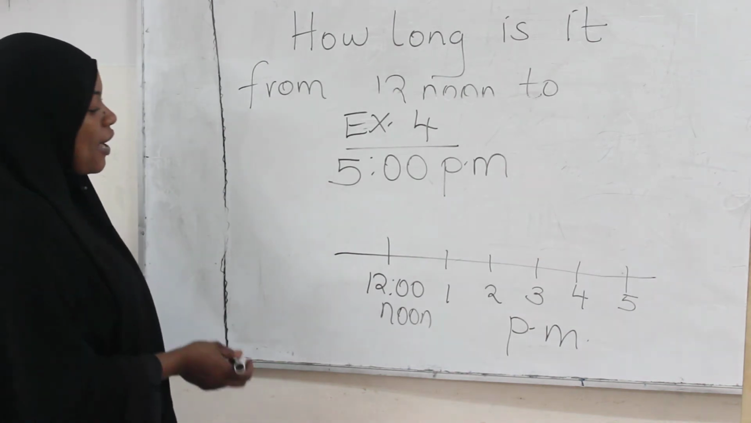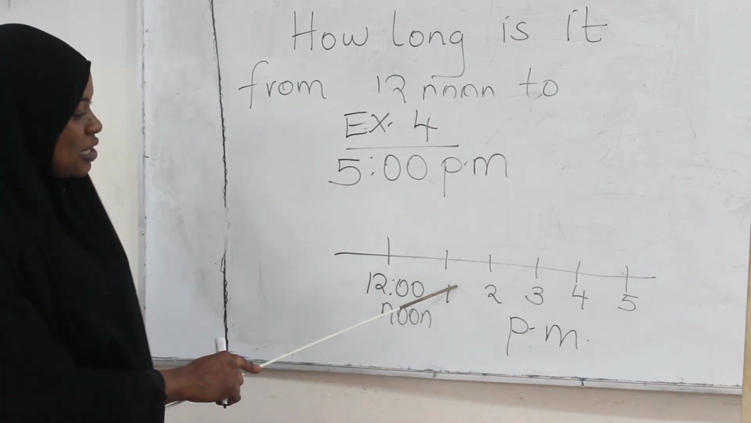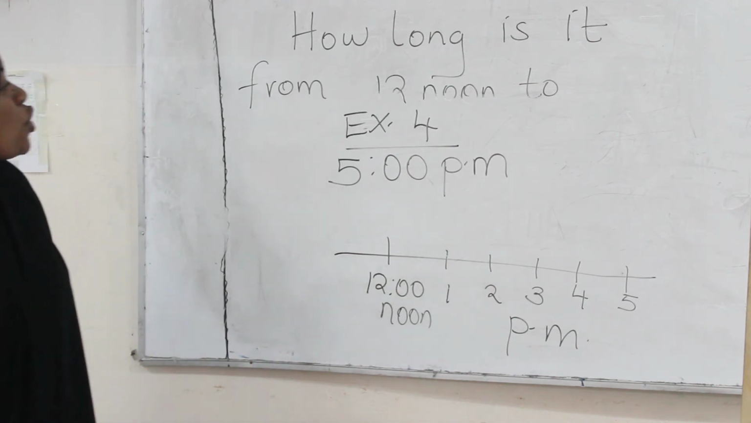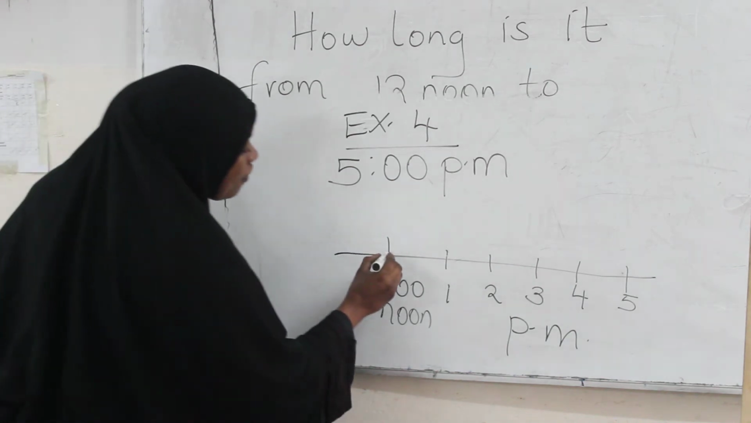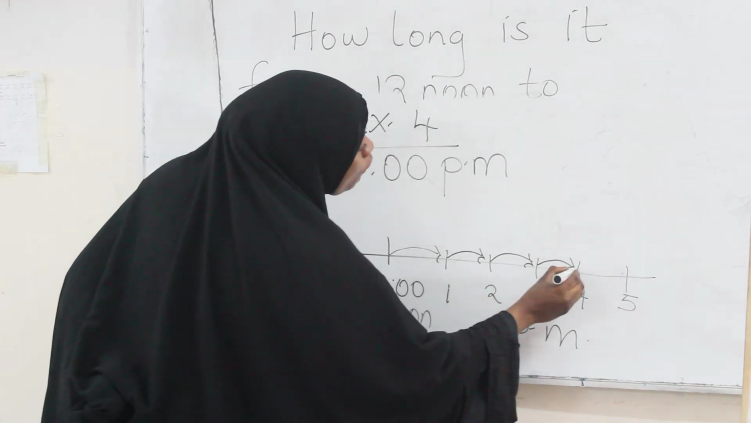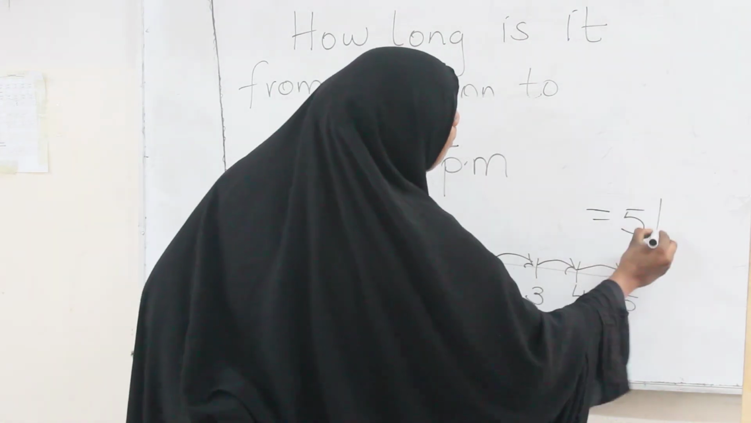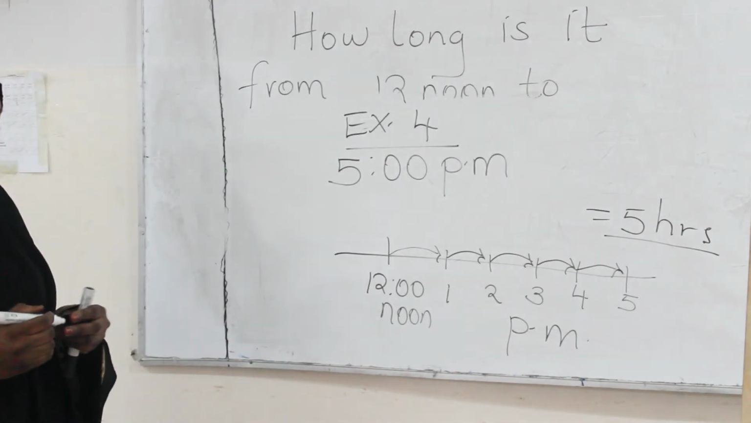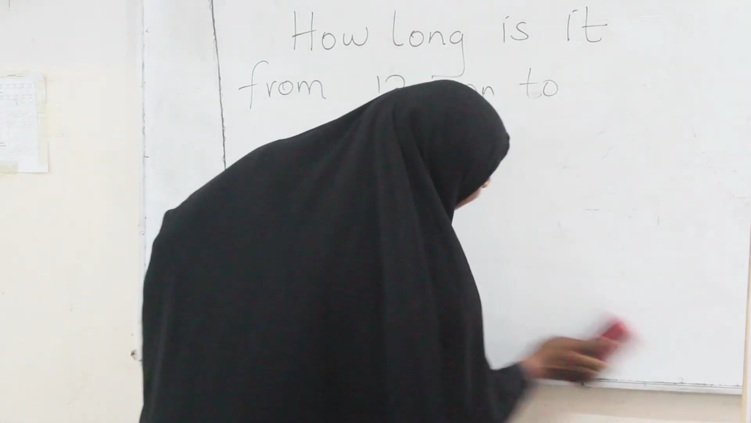We said earlier that from one number to another number, for example 12 to 1, that is 1 hour, and 1 to 2 p.m. is a difference of 1 hour. So from 12 noon to 5 p.m., let's get how many hours there are. That will be 1, 2, 3, 4, 5. Those will be 5 hours. Let's go to our 5th example.